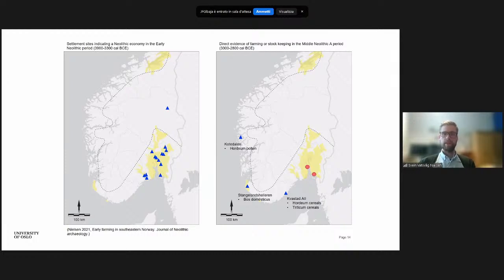However, there are no directly dated bones from domesticates or cereals from these early centuries of the Neolithic. But after about 3,300 BC, when we enter the Middle Neolithic, there are directly dated domesticates west of Oslo. So, a recently excavated site called Kvastad A2, where there were Hordeum and Triticum cereals dated to around 3,200, 3,300 BC. And there is a bone from Stangelandshellan dated to the Middle Neolithic, and there was also the site Kotedalen on the central western coast with not directly dated cereals, but pollen from pits on this coastal settlement.